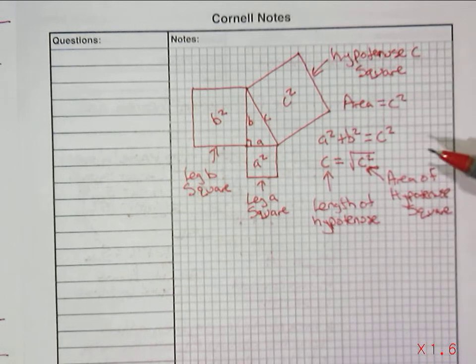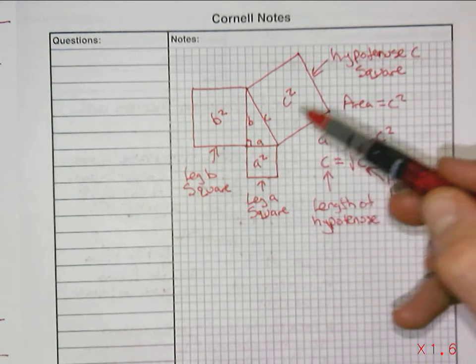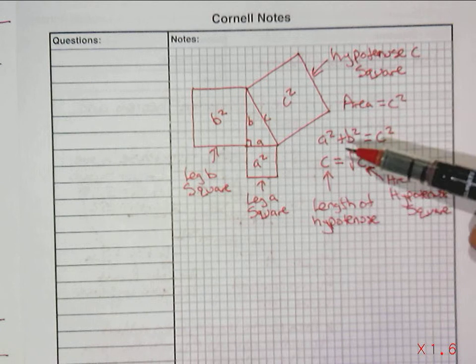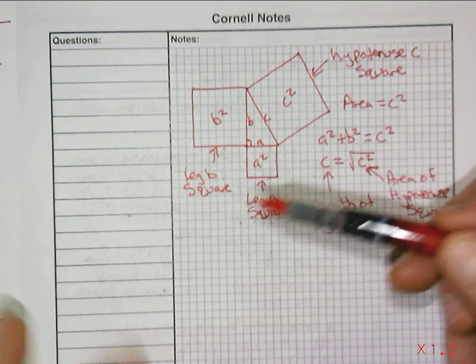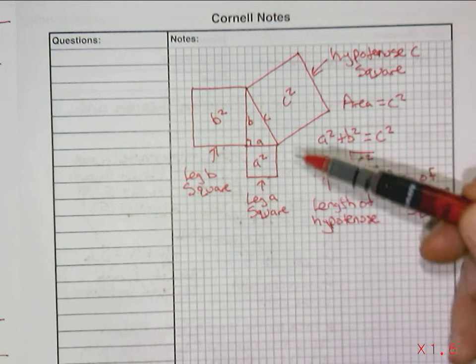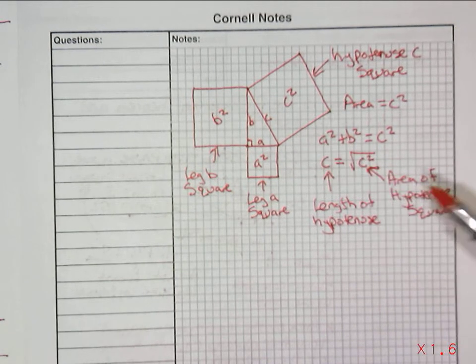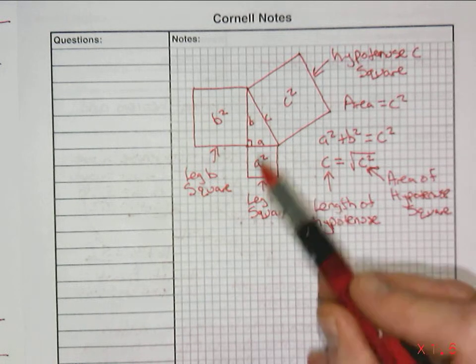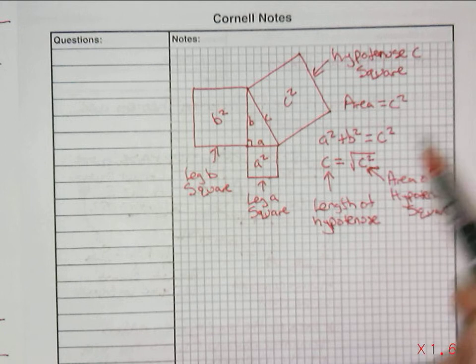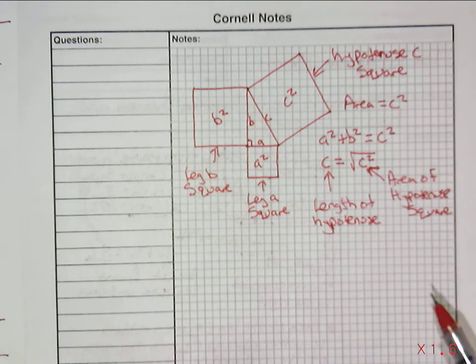So to find length C, if I know A and B, I can find C. The other is true also. If I know any two of these, I can find the other one either by working backwards with subtraction, or eliminating, or isolating the one side and solving the equation for that one side. But however it goes, I really just need two of the three sides to find the other one, and the Pythagorean theorem allows me to do that.